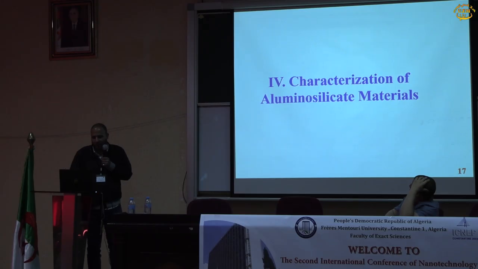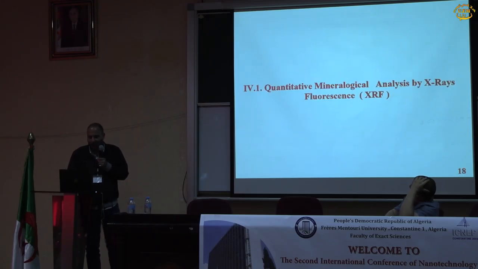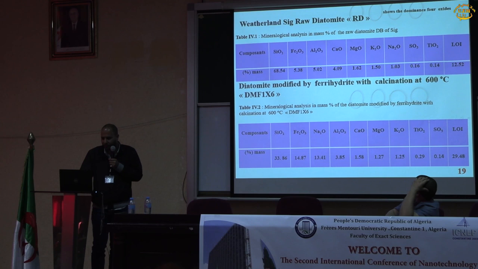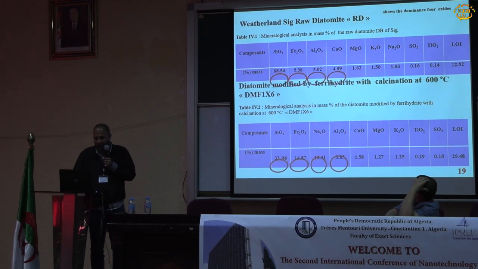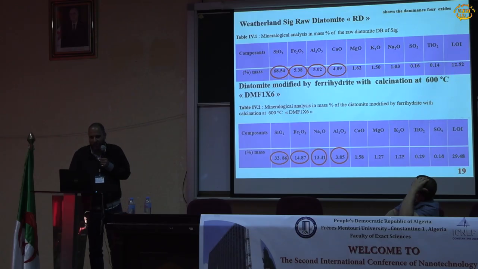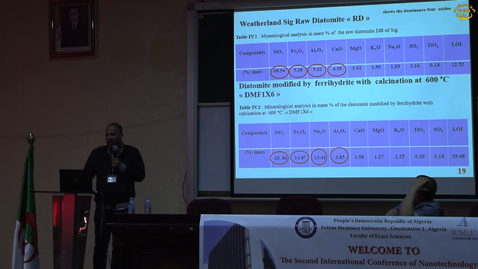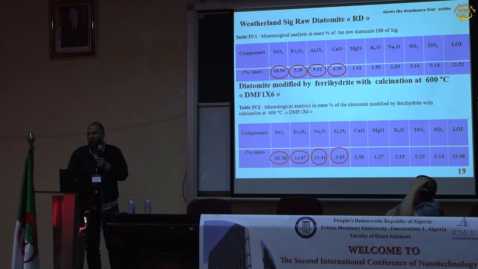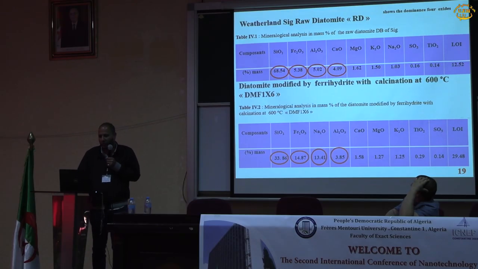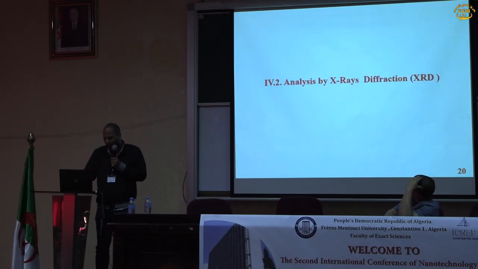Characterization of aluminosilicate materials. Quantitative mineralogical analysis by X-ray fluorescence. For raw diatomite of Sig, it is dominated by 4 oxides: silica, iron 3 oxide, alumina, and calcium oxide. And for diatomite modified by ferrihydrite with calcination, it is dominated by 4 oxides: silica, iron 3 oxide, sodium oxide, and alumina.